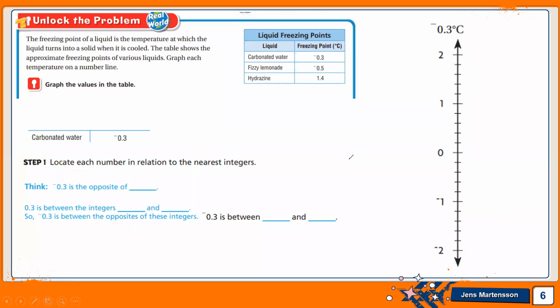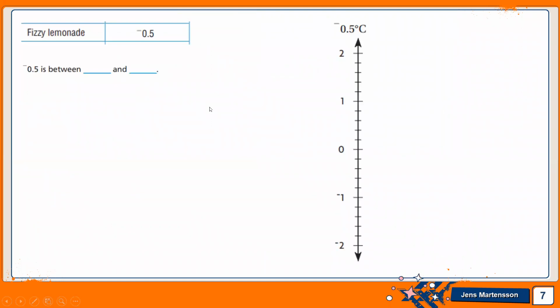And here is the same. Negative 0.5. Where is negative 0.5? Is it between 1 and 2? No, because it's negative. It must be under 0. So where is negative 0.5? Is it between 0 and negative 1? Bravo. It's between 0 and negative 1.